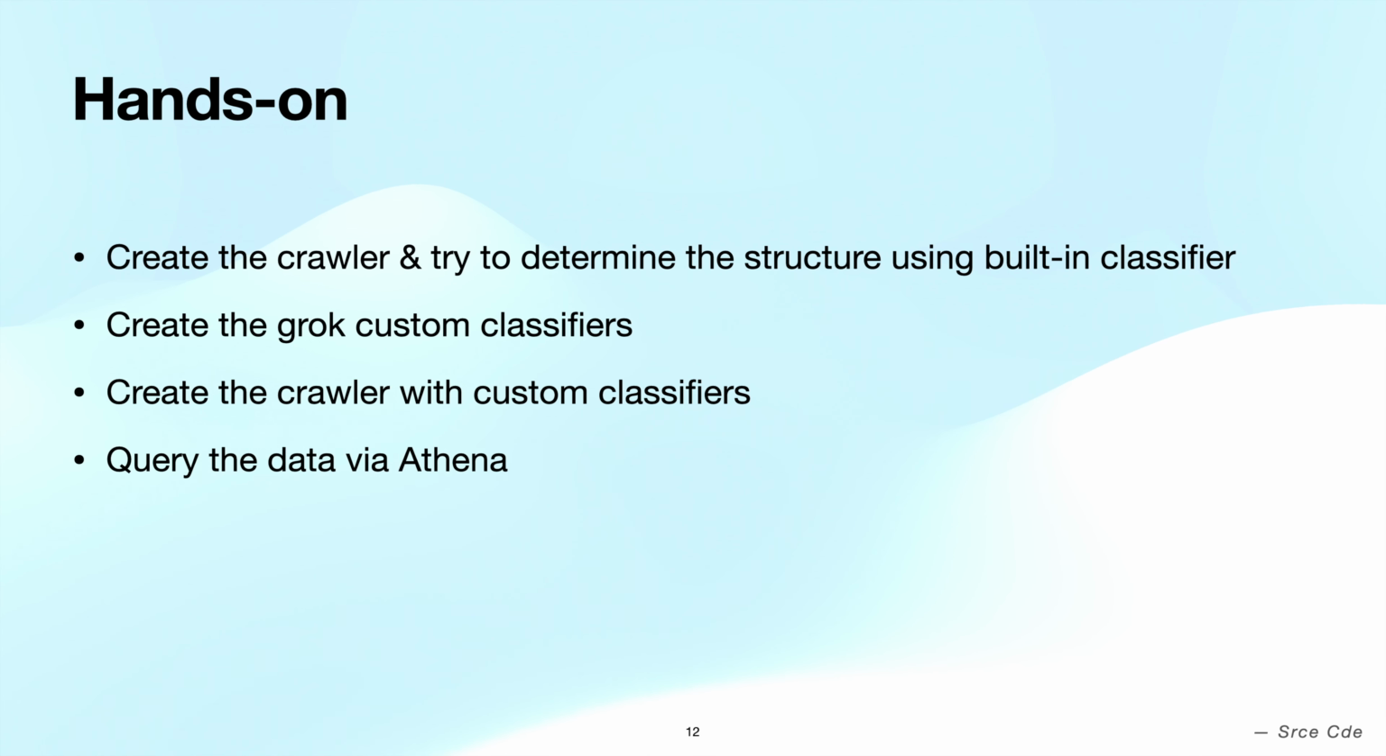As part of the hands-on, we will create the crawler without the custom classifier and then we will try to determine the structure using the built-in classifier. Okay. As a next step, we will create the Grok custom classifier and then we will again create the crawler with the custom classifier, and finally we will query the data via Athena. On top of this, we will also upload our log file to the S3 bucket and we will also create the database in which we will populate the table definitions. Okay, so that was all the theory that I wanted to cover.